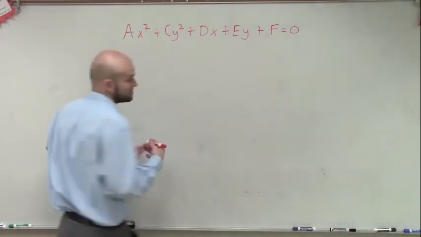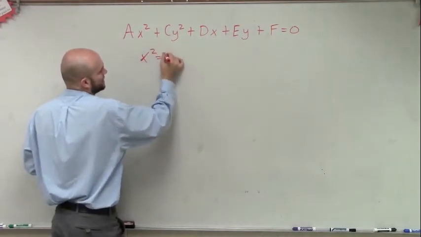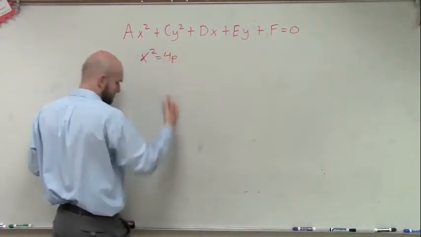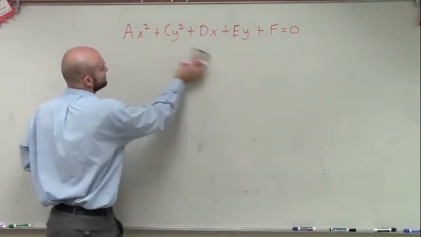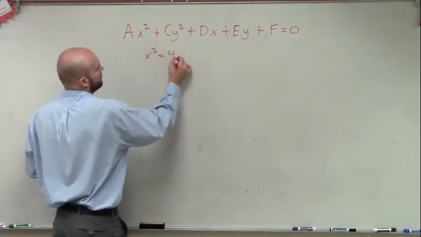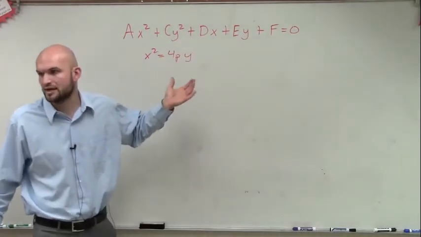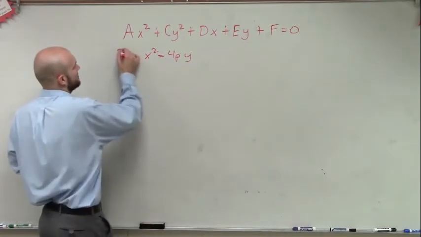So the first one we talked about was a parabola, which we could rewrite as x squared equals 4py. That is a parabola with the vertex at the origin, right? So that was a parabola.